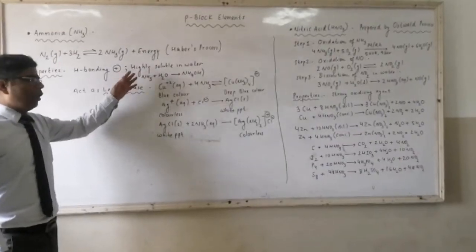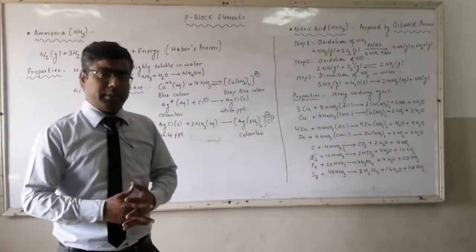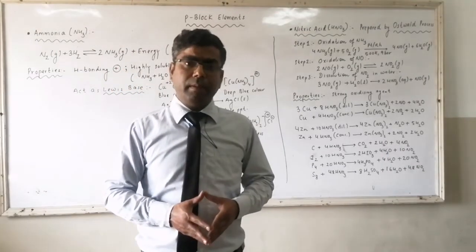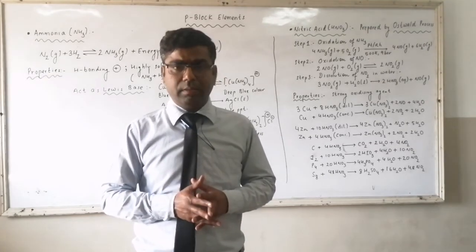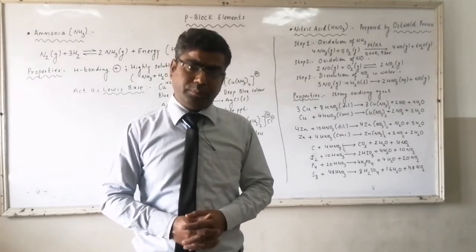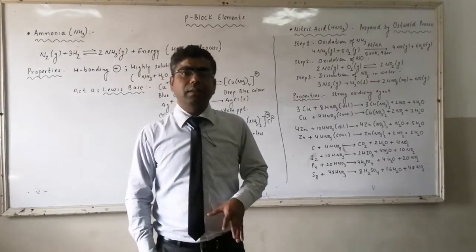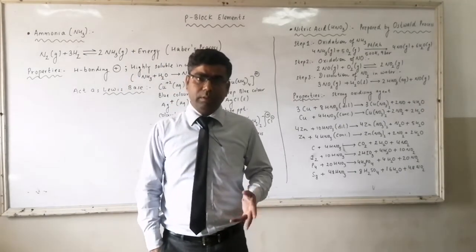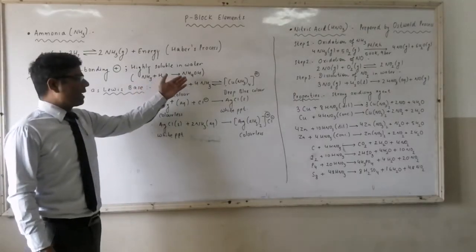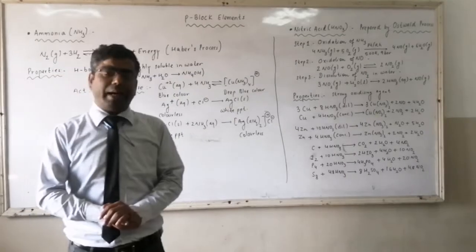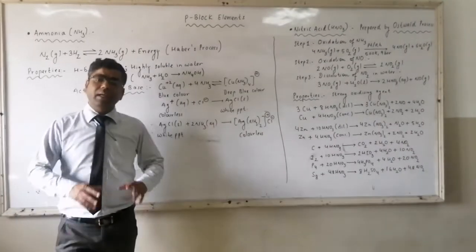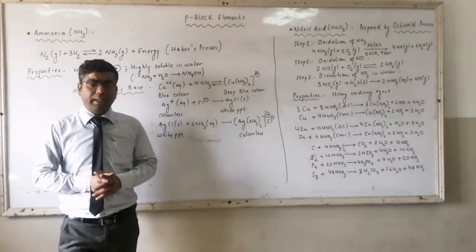Then comes its solubility in water. It is highly soluble in water. Why is it soluble? A simple concept is there. If a compound or a gas undergoes chemical combination with water, then such gases are highly soluble in water. Based on the same grounds, we can write ammonia reacts with H2O and forms the ionic compound NH4OH, which gives the ammonium ion. As it reacts with water and forms ammonium hydroxide, that's why ammonia is highly soluble in water.